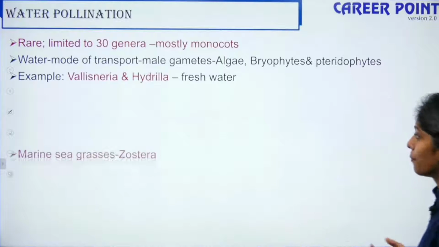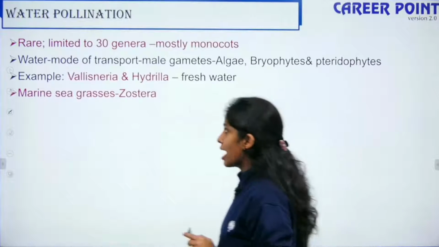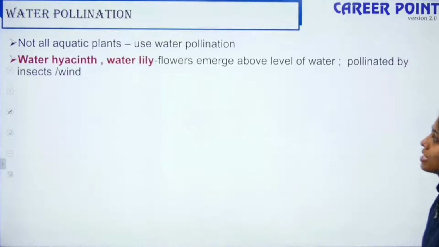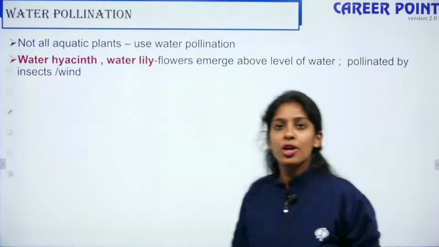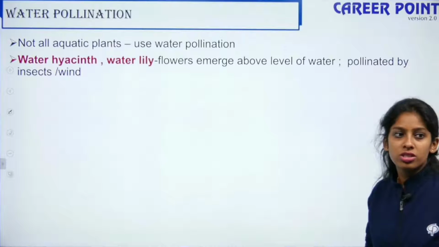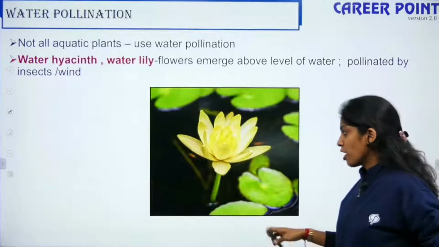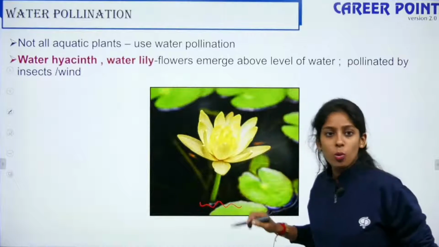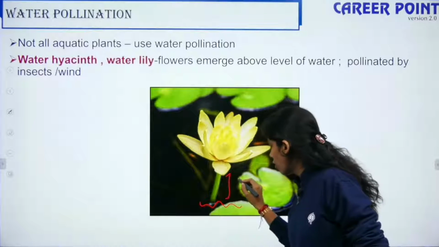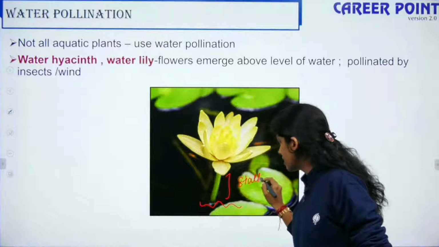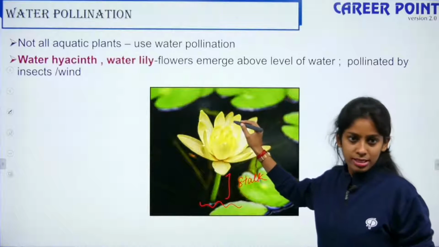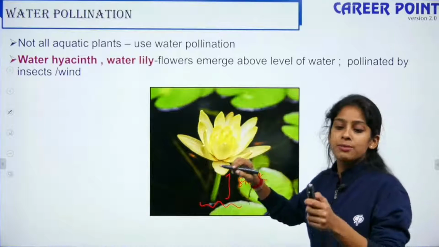In much the same way, examples here are marine sea grasses. Marine sea grasses are also known as Zostera. Not all aquatic plants use water pollination. For example, your water hyacinth and your water lily. The flowers emerge above the level of water, so they are pollinated by insects or wind. If you can see, this is water lily and this is the water surface. It is above the surface of water. This is what I call a stalk, a filament-like structure. Now here is the flower. Here is my stamen or my pistil. Pollination happens by wind.